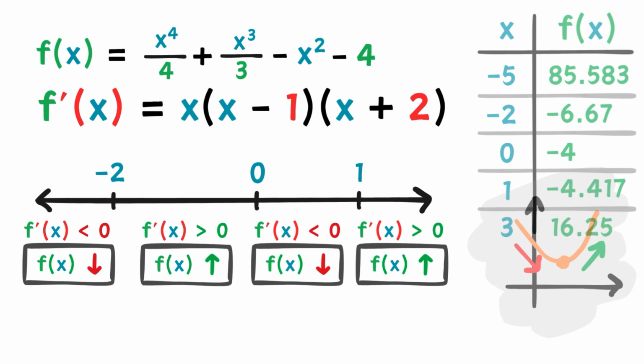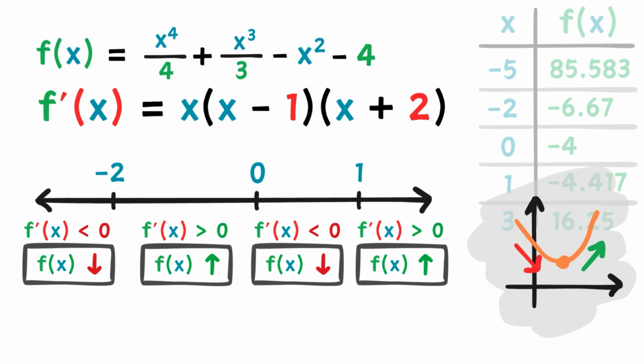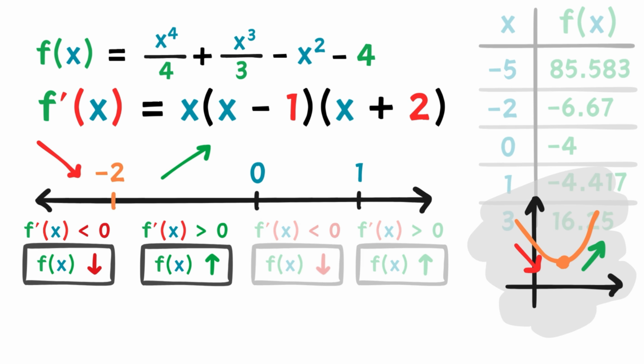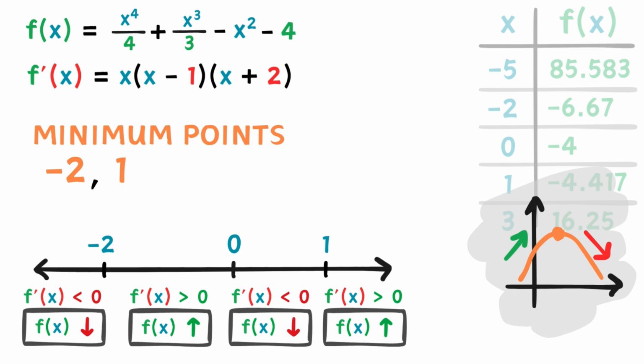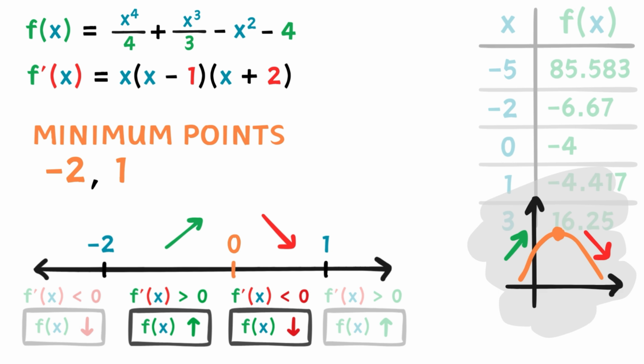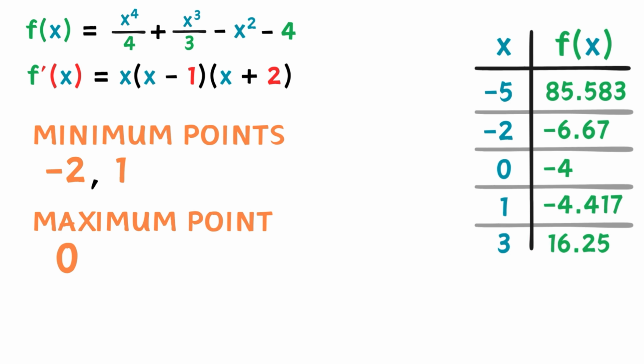Whenever the derivative goes from negative to positive, we have a minimum point. This occurs at negative 2 and 1. Whenever the derivative goes from positive to negative, we have a maximum point. This occurs at 0. So we have our local extrema.